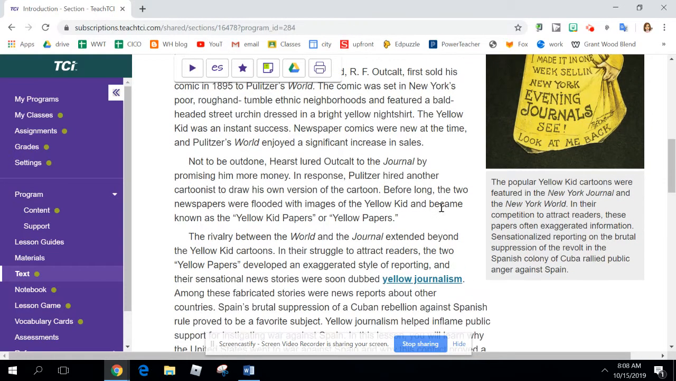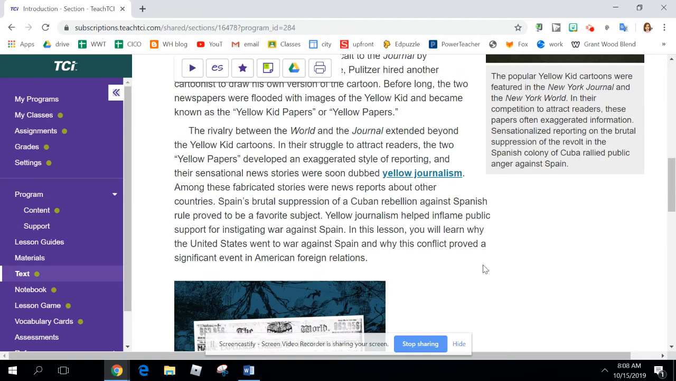Not to be outdone, Hearst lured Outcault to the Journal by promising him more money. Ooh. In response, Pulitzer hired another cartoonist to draw his own version of the cartoon. Before long, the two newspapers were flooded with images of the Yellow Kid and became known as Yellow Kid Papers or Yellow Papers. The rivalry between the World and the Journal extended beyond the Yellow Kid cartoons. In their struggle to attract readers, the two Yellow Papers developed an exaggerated style of reporting, and their sensational news stories were soon dubbed yellow journalism.